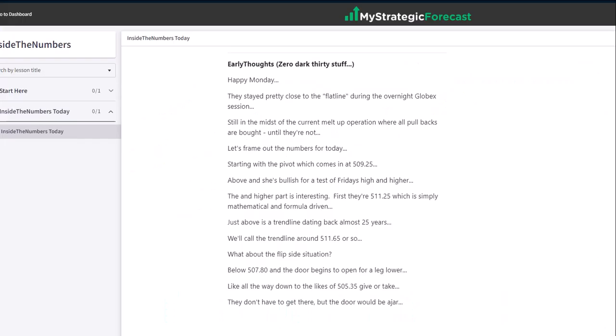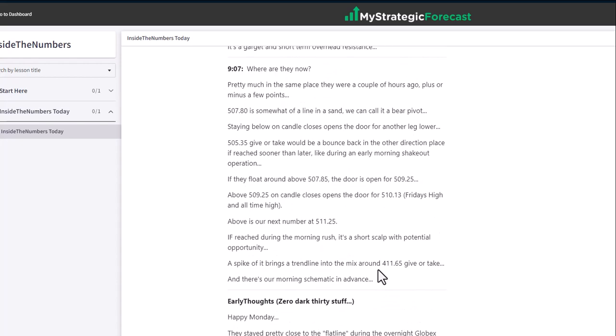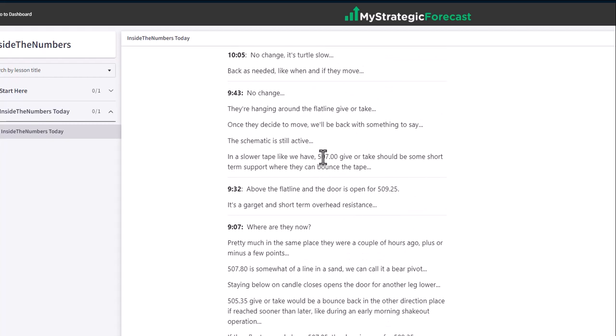What's going on inside the numbers today was really, really quiet today. The market was basically in the summer doldrums at the end of February. None of these numbers really got hit today, not the upper ones, not the lower one here at 503 or 505.35. Let's see what else we have as the day gets underway. Same stuff, reiterating the numbers. 507 pops up when the market's open.